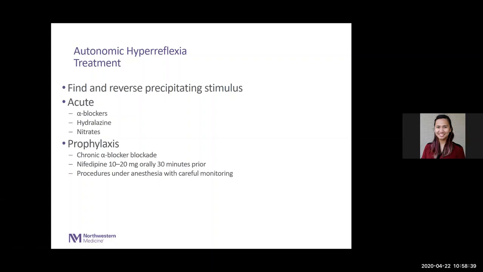If you're worried about this, you really should monitor their blood pressure during urodynamics, and also we have nitro paste to manage this, because you can bring down their pressure pretty quickly, wipe it on, wipe it off. If you give them something that's longer lasting, you can really bottom out their blood pressure.